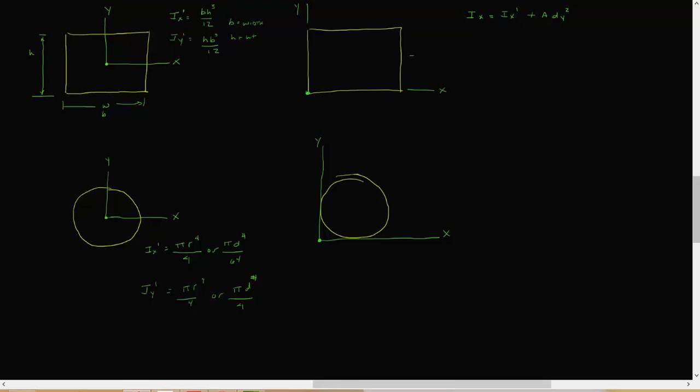So I need this distance here, which is dy. So if I rotated this object around the x-axis, I would need this distance y and the area to notice how much moment of inertia I have about the x-axis. Now my Iy is Iy prime, which again is HB cubed over 12, plus A dx squared. Now my dx here is going to be this distance right here, dx.